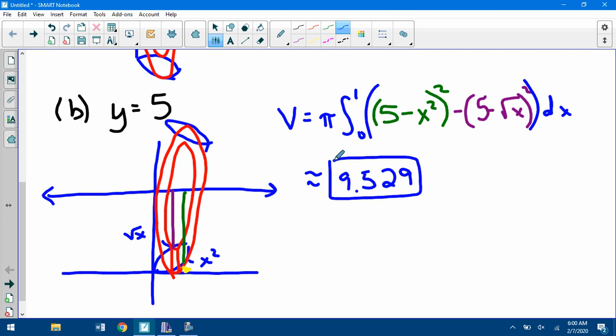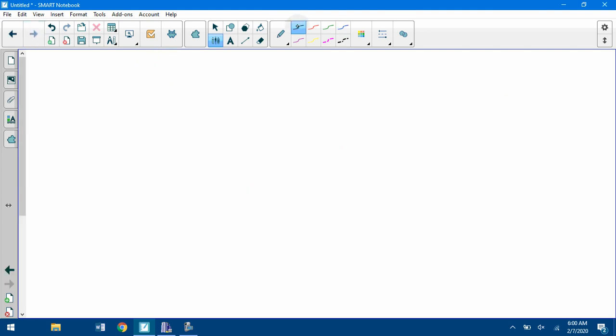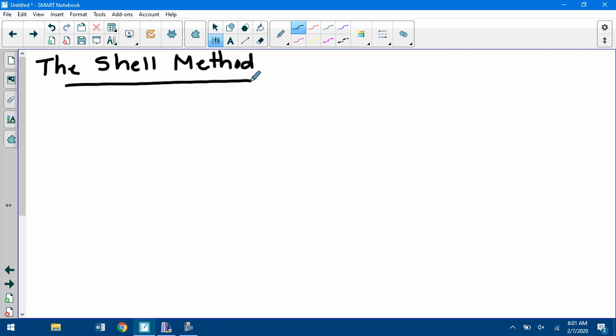Like I said, today we're going to get into something called shells. So I'm going to start a new piece of paper. If you've got room, you can just keep going on yours. But here we go with the shell method. All right, so some background, and then I'll try to draw a picture to make a little more sense for you.